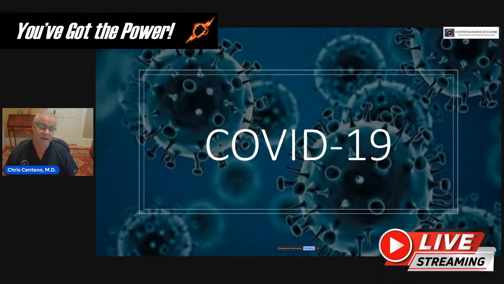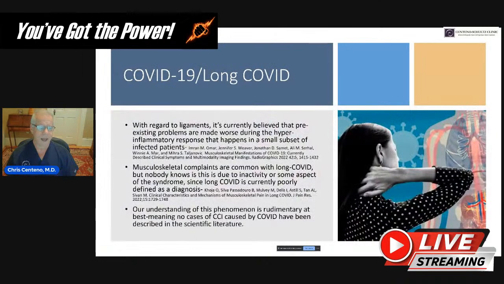So COVID-19, this is another really big one that I see. I see people online telling me that they believe that their CCI was caused by COVID. So let's look at that research. Is there anything out there? Now, with regard to ligaments or any musculoskeletal problem, it's believed that in the small subset of patients that get infected with COVID-19 that have more severe COVID, that inflammatory response can make old problems hurt. And I've experienced that myself. After the second vaccine, which I had a Moderna vaccine, I got a whole body inflammatory response.